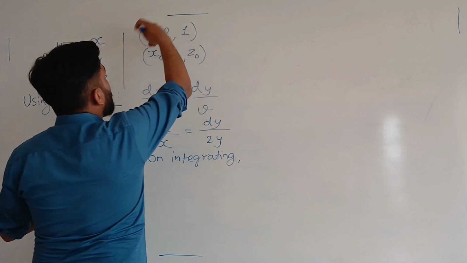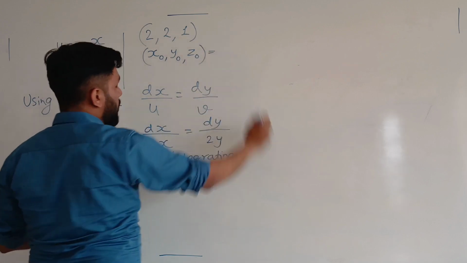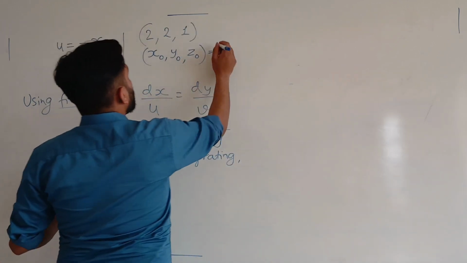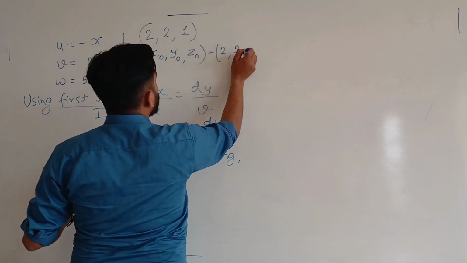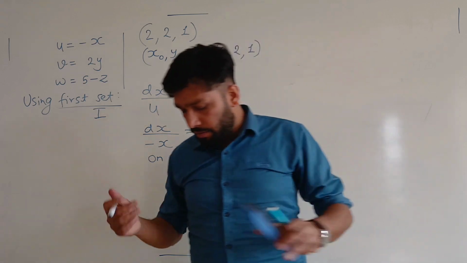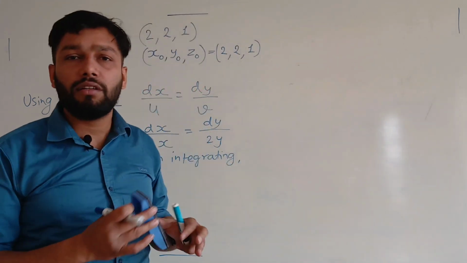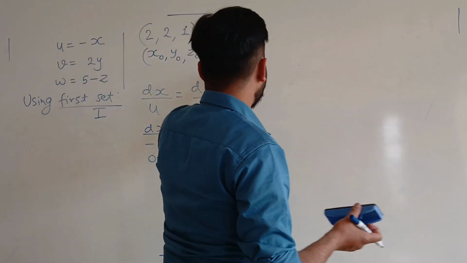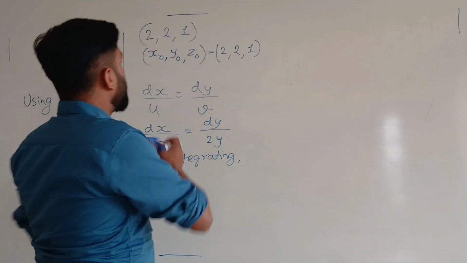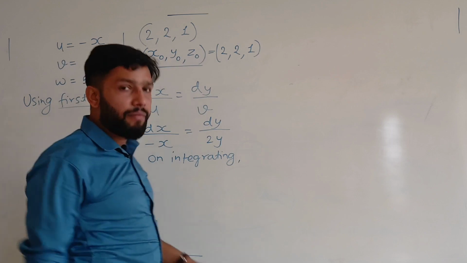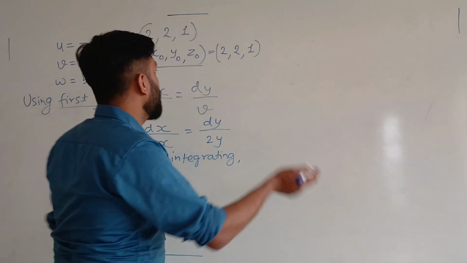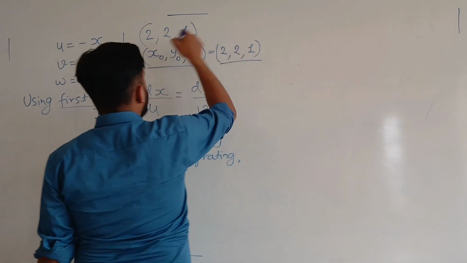These given values are x naught, y naught, z naught. So x naught is equal to 2, y naught is equal to 2, and z naught is equal to 1. In many questions it does not mention the initial point, but you have to put the given point like this, x naught, y naught, z naught, in every problem. So you take this (2, 2, 1) as x naught, y naught, z naught.